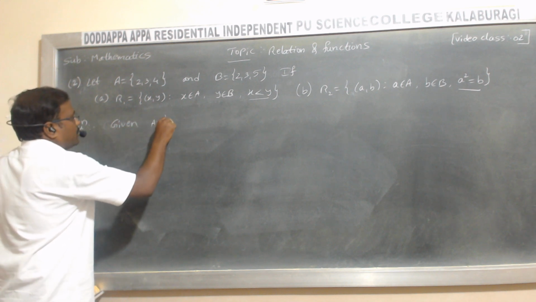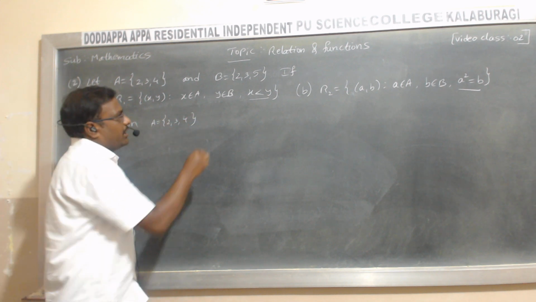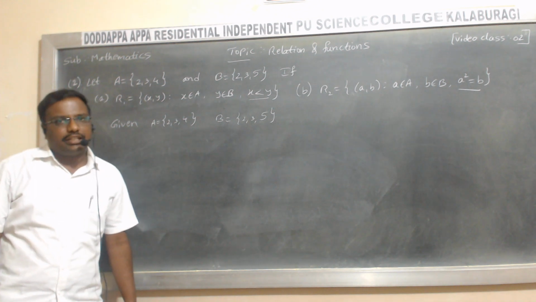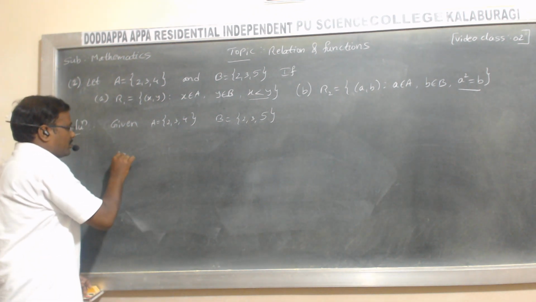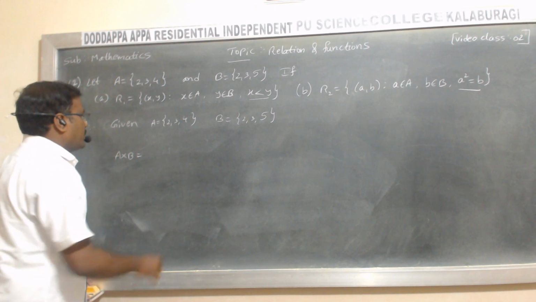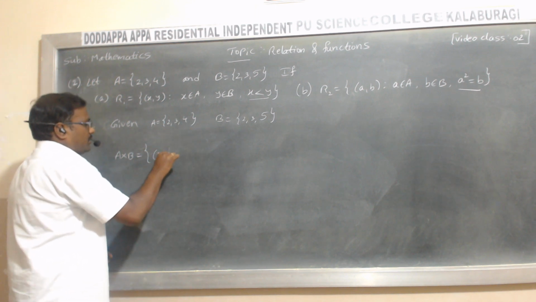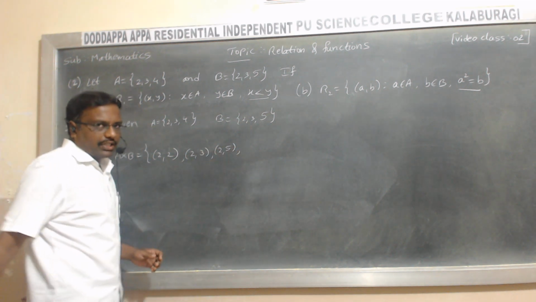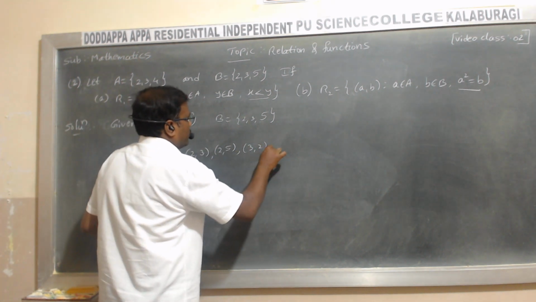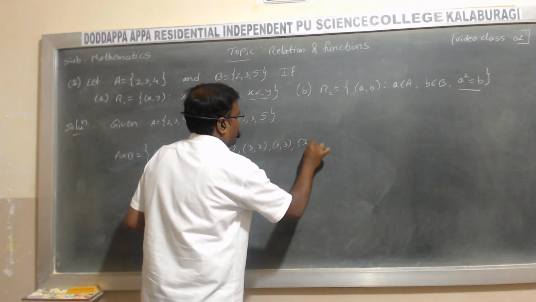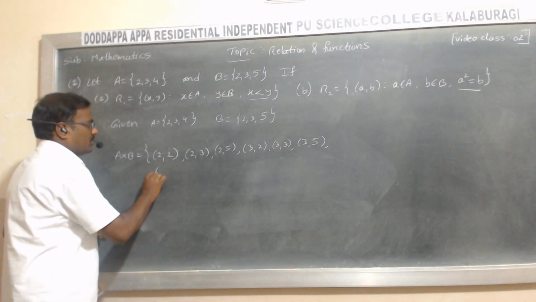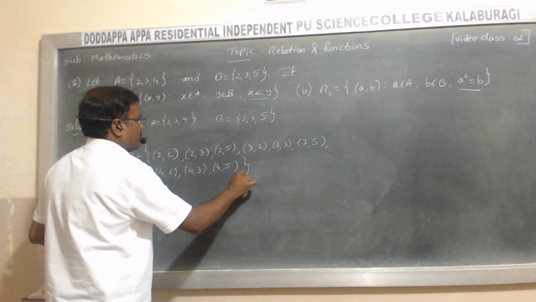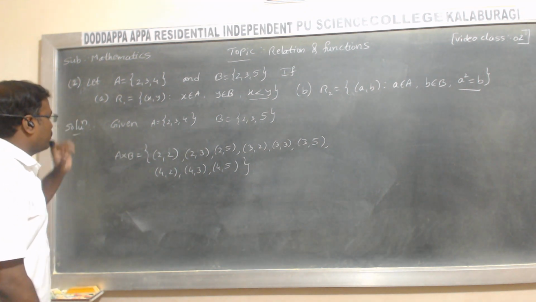A is equal to the set {2, 3, 4} and B is equal to the set {2, 3, 5}. So before finding the relation, first you have to find the Cartesian product, that is A cross B. So A cross B is equal to (2,2), (2,3), (2,5). Similarly next (3,2), (3,3), (3,5). Next (4,2), (4,3), (4,5). Okay, this is the Cartesian product. Now you can find the relation.